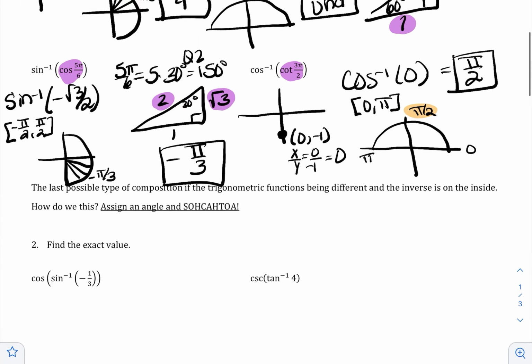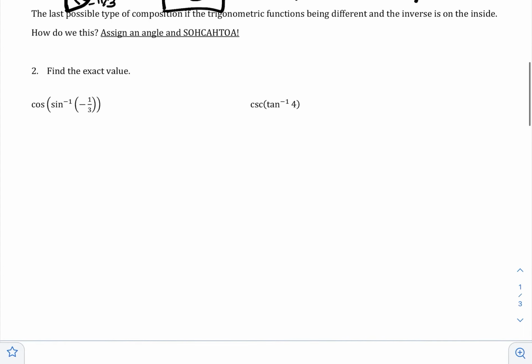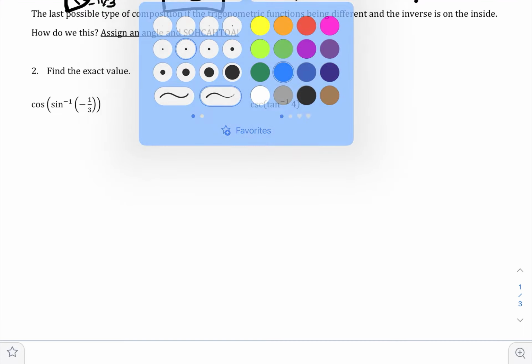Okay, let's look at the last possible type. The last type that we have is that the trig functions are different and that the inverse is on the inside. It's the only last combination we haven't done. These are going to be really procedural, and I have it underlined. You're going to assign an angle and use SOHCAHTOA.